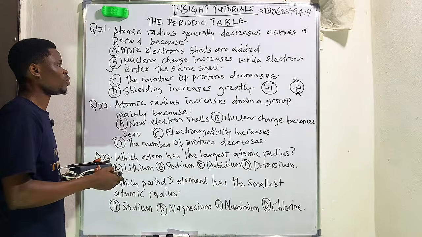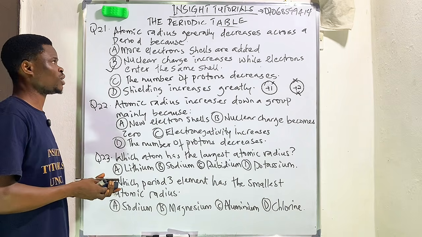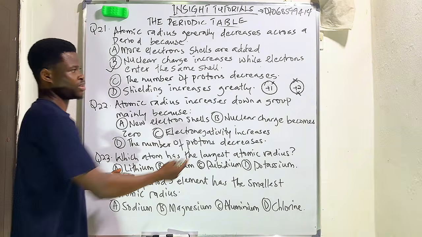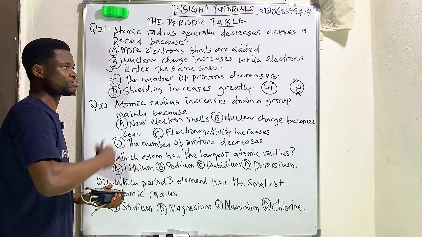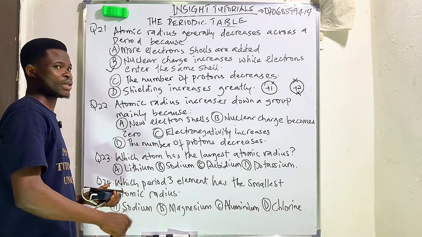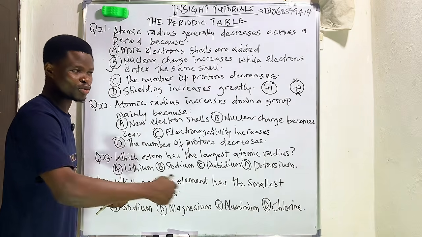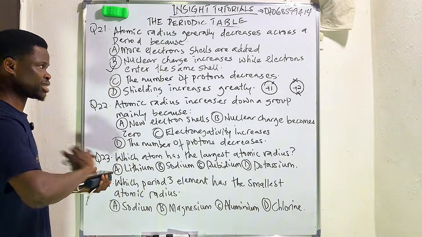That's correct. What you need to know is that what increases across the period is the nuclear charge. This is +1, this is +2. Lithium is +3, sodium is +1, magnesium is +2, aluminum is +3. You see, so nuclear charge increased. Why? It is the same shell.